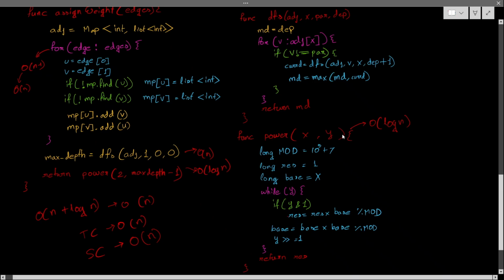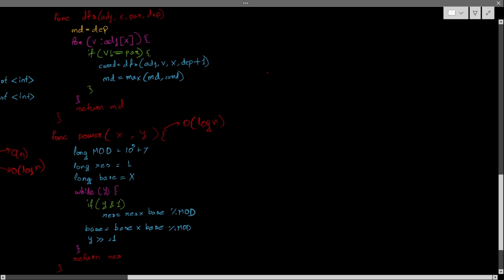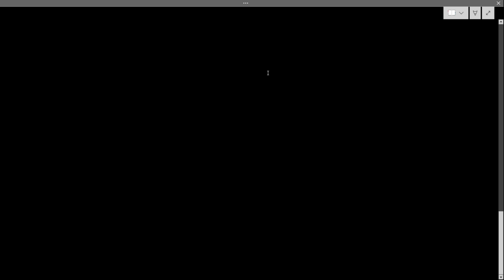Hope you get it. Now let's focus on how I calculate this power. If you don't want to understand this power formula, you can leave this video. Otherwise, let's see the power formula. Let's take an example. Let's say I'm doing 3 to the power 5. This means I have to multiply 3 five times. Correct?